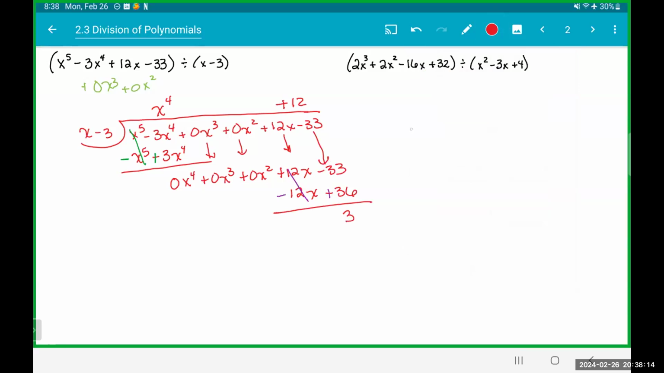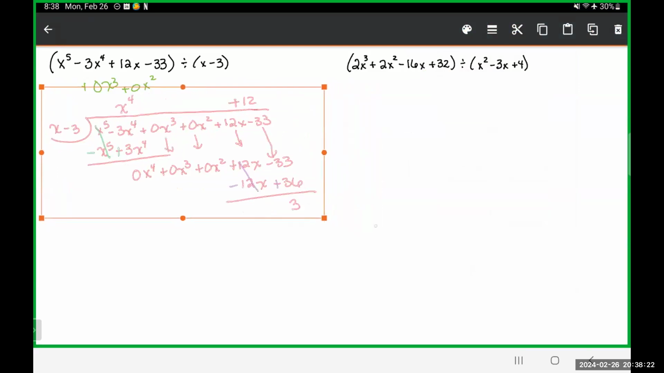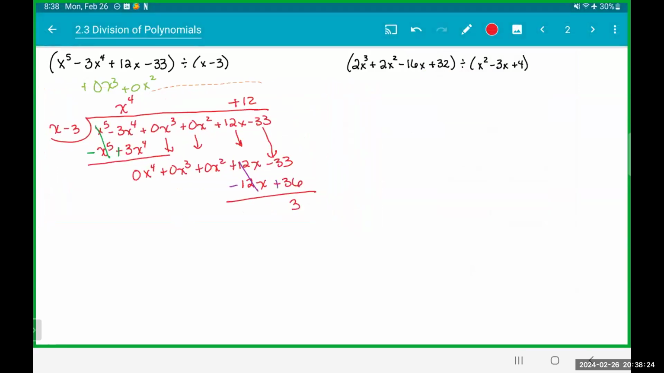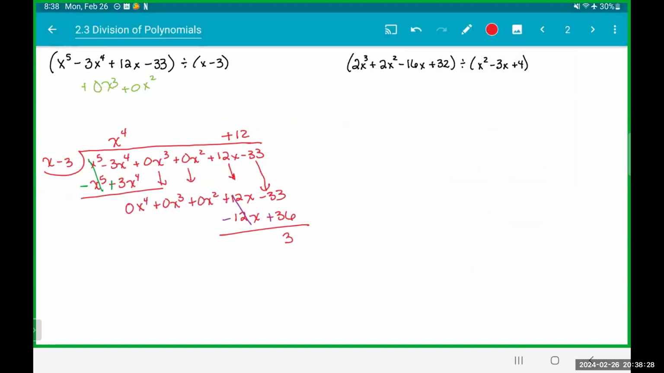So the solution to this one then, let me shrink this just a little bit to not be in the next problem's way. And so the solution here would be x to the 4 plus 12 plus 3 divided by x minus 3. Okay, question.